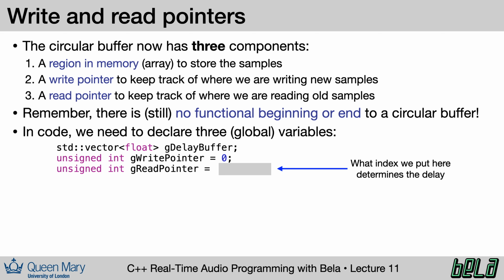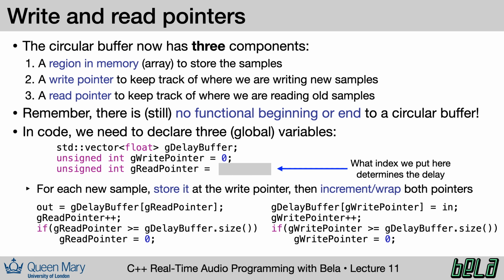The trickiest bit of getting this right is to figure out how to initialize the right pointer and the read pointer. The distance between these two pointers determines our delay. If we start our right pointer at 0, we have to figure out where our read pointer might go. I'll leave this as an exercise for the next task. Once we've done that, we can always read the sample from the read pointer, incrementing and wrapping the read pointer. Then we can write the current input sample using the right pointer, incrementing and wrapping that pointer as well.